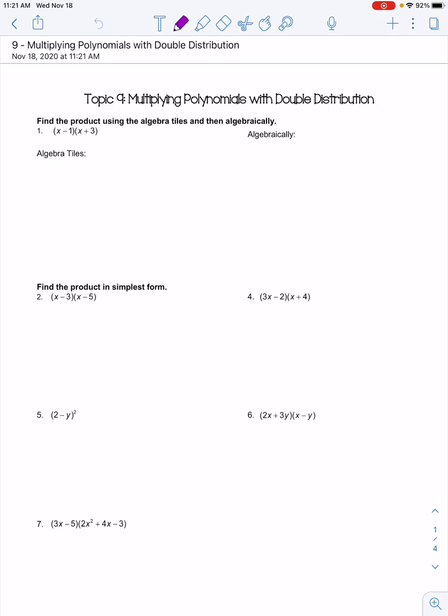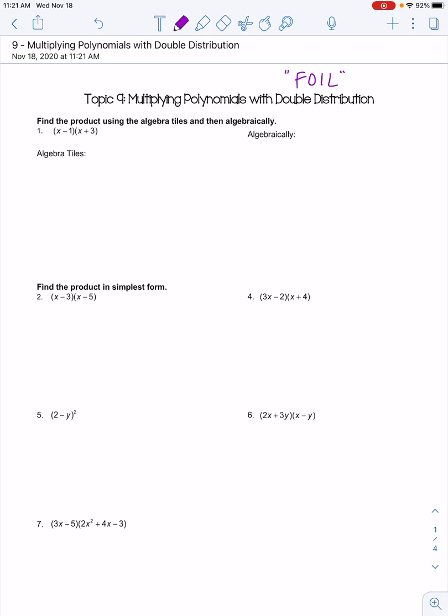Topic 9 in Unit 7 is about multiplying polynomials with double distribution. I'm going to go ahead and get it out of the way now. This method used to be called FOIL. So you might hear myself, an older sibling, a parent refer to FOIL, and all they're talking about is exactly what we're going to do in our lesson today. We just typically don't use FOIL anymore because it doesn't apply to all situations, and I'll explain that here in a little bit.